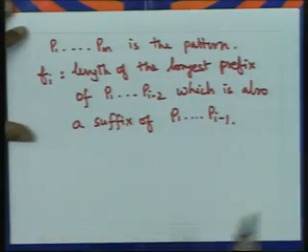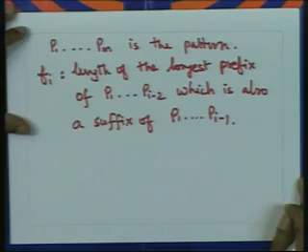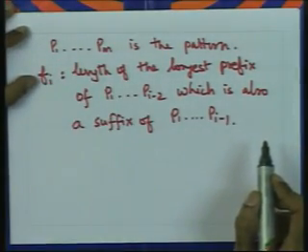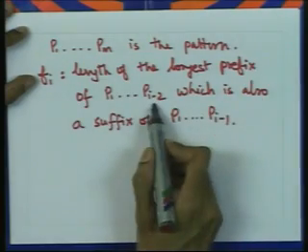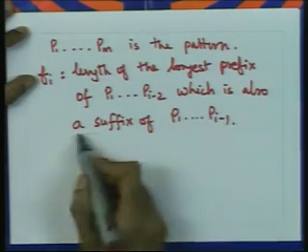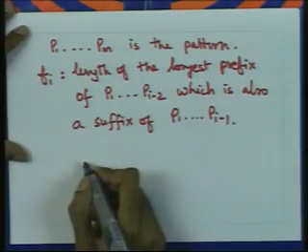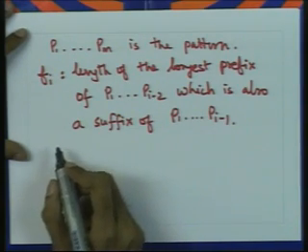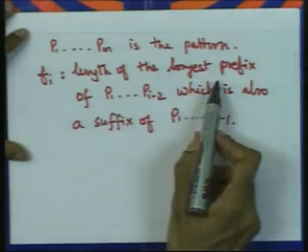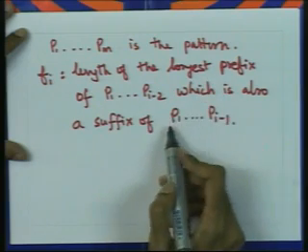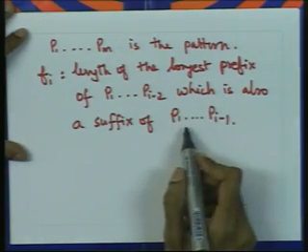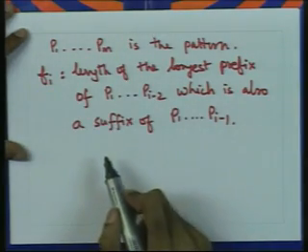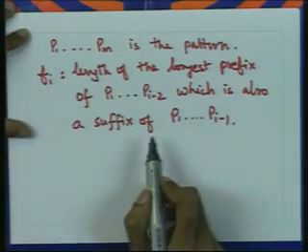So supposing I have computed this for each position in the pattern, I have computed this Fi, which is the length of the longest prefix of P1 through Pi minus 2, which is also a suffix of this, which means if I take any other prefix which is longer, then it will not be a suffix of this pattern. Okay, good.